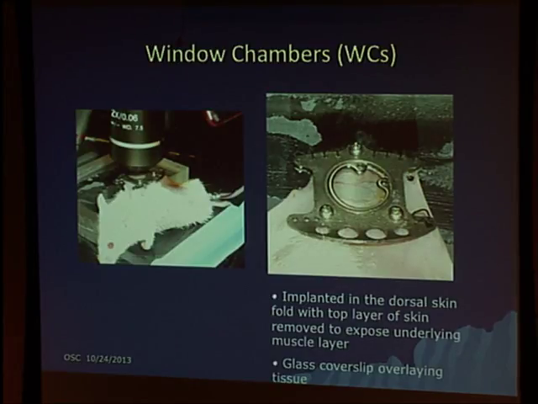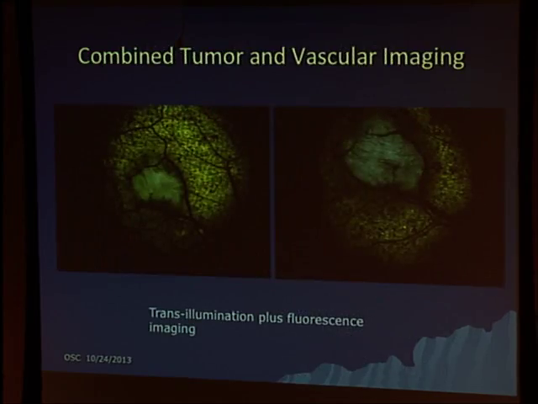This is a technology that's been around for a long time that people have been using to look at cancer biology, vascular biology, lots of things. Here's a nice example of the quality of the images that you can get. This is a dorsal skin fold window chamber with some cells that are expressing GFP. You can transfect cancer cells to express a green fluorescent protein, like jellyfish.